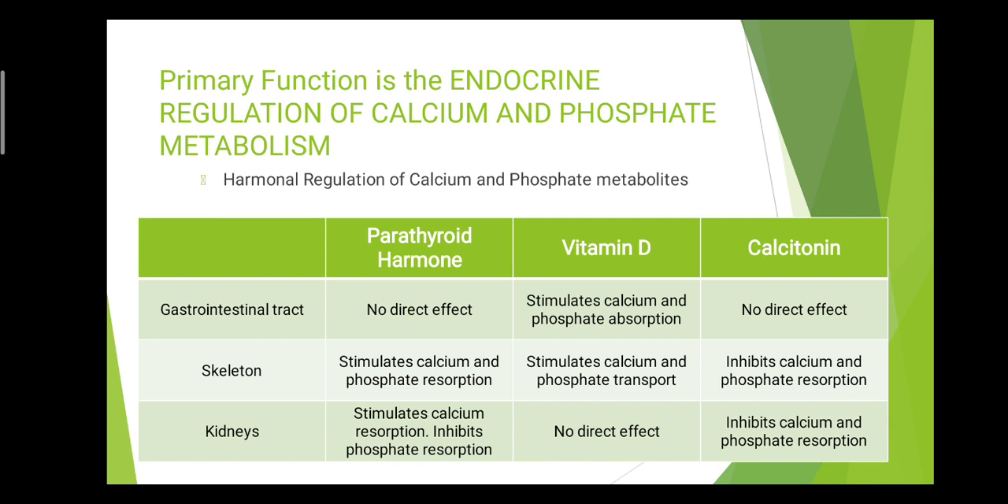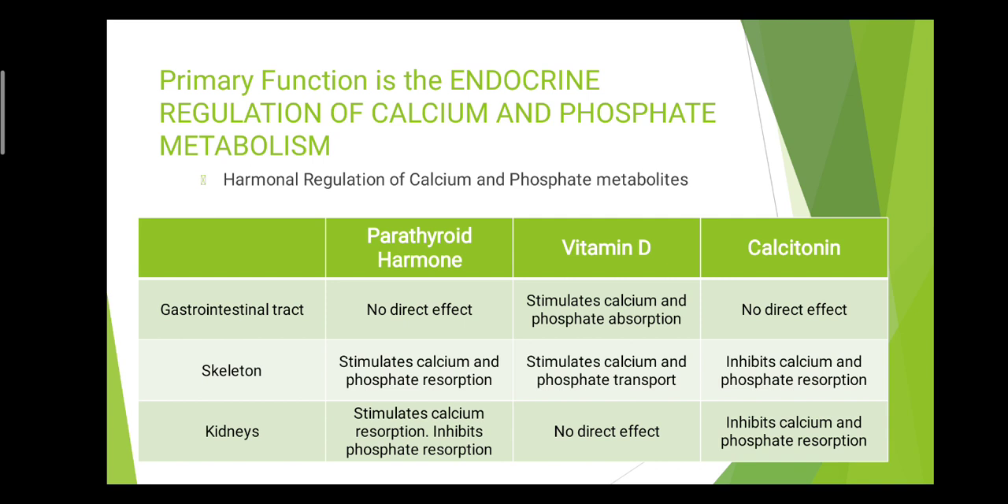Coming to the primary function, it is the endocrine regulation of calcium and phosphate metabolism. Parathyroid hormone, vitamin D, and calcitonin are involved, acting on the gastrointestinal tract, skeleton, and kidneys. In the GIT, PTH has no direct effect.